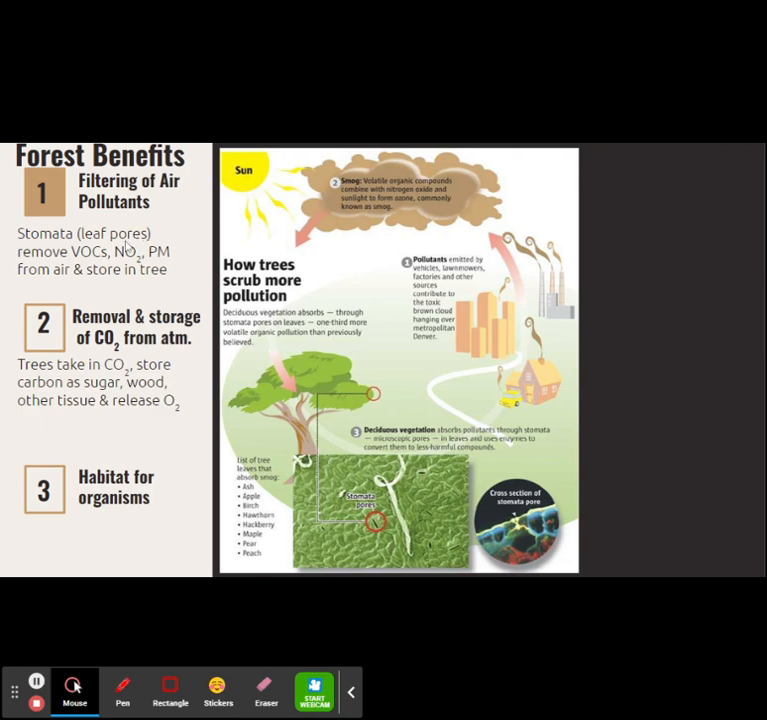And finally, we know that forests provide habitat for a wide variety of organisms, which support biodiversity and provide beautiful places for ecotourism, or people paying to visit and spend time in nature.